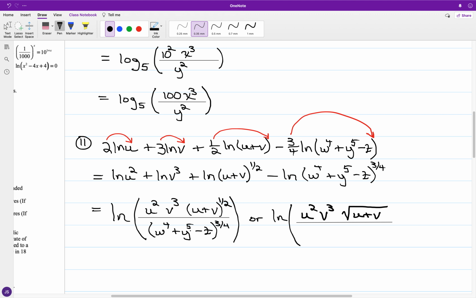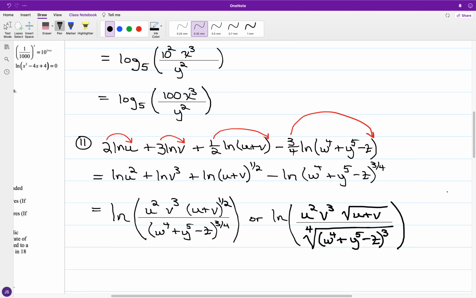And for this 3-term expression to the 3/4 power, if I were to put this as a radical, the type of index number, or the type of radical, is going to be indicated by the denominator in the exponent. So this is going to be a 4th root, and it's going to be the 4th root of the cube of w to the 4th plus y to the 5th minus z. And that is another way of displaying your final result.